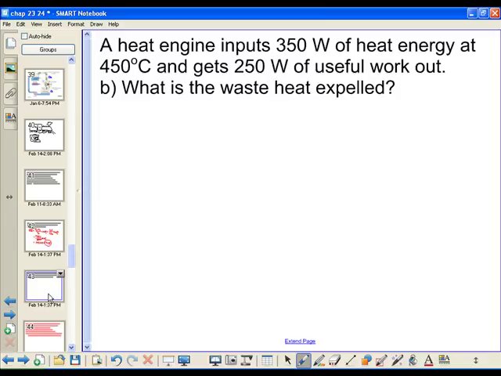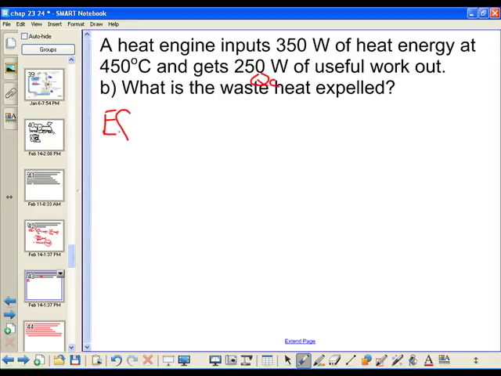Same problem. So you don't have to write this problem down again, but now they're asking, what is the waste heat expelled? So you can just go right below where you did because it's the exact same problem. What is the waste heat expelled now? All right. Now, there are two formulas you have with QC. That's what waste heat is. We are trying to find QC.